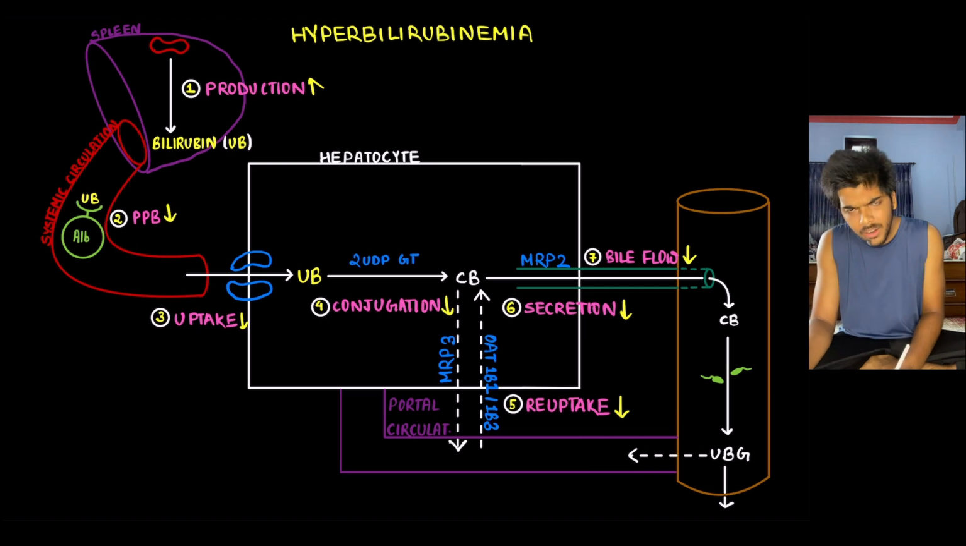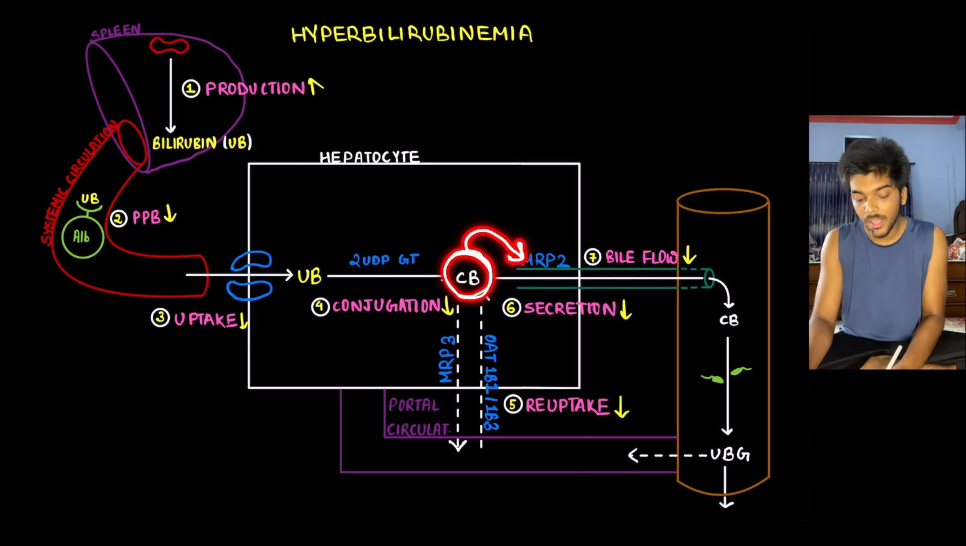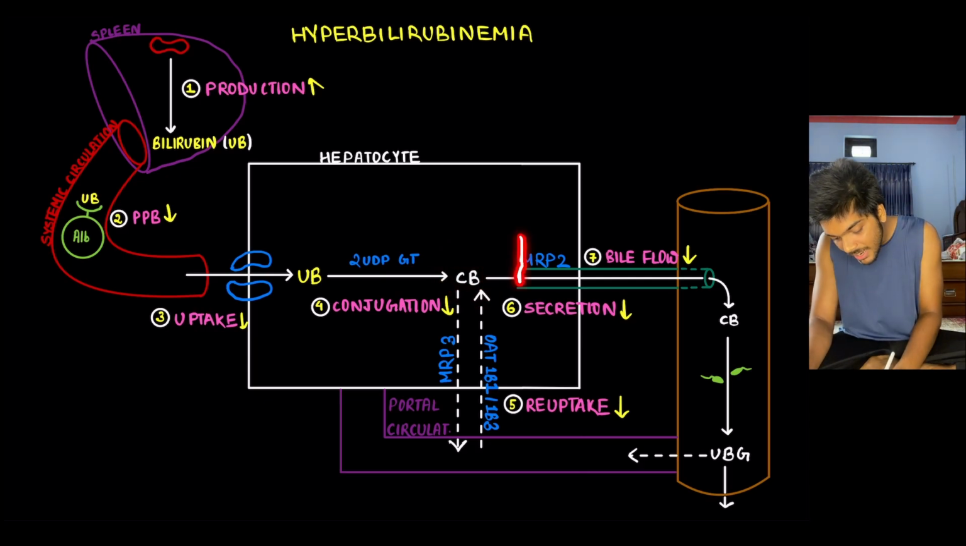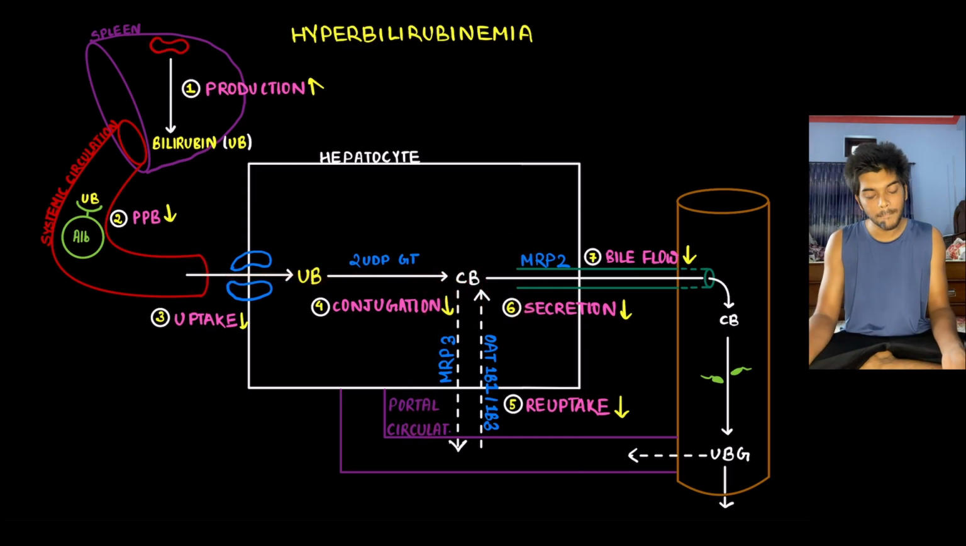Okay, let's say reuptake is fine. Conjugated bilirubin is now secreted into the biliary canaliculi, but now secretion does not take place. There is accumulation of conjugated bilirubin, and then it is pushed back into the circulation again.